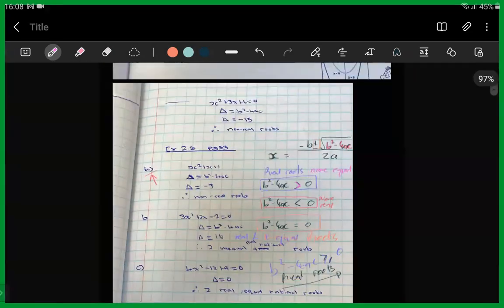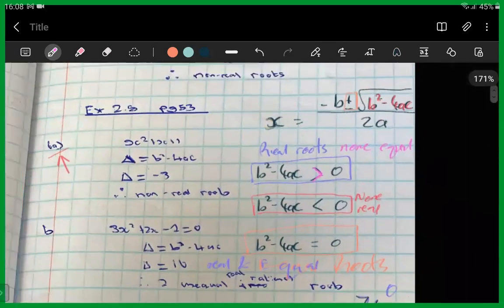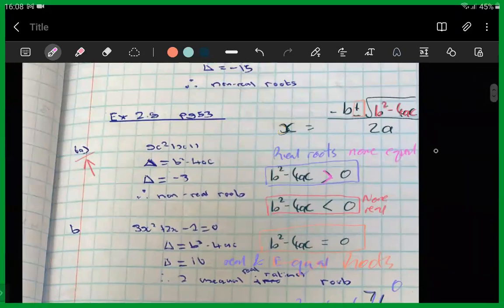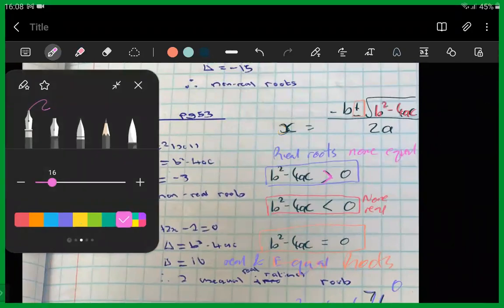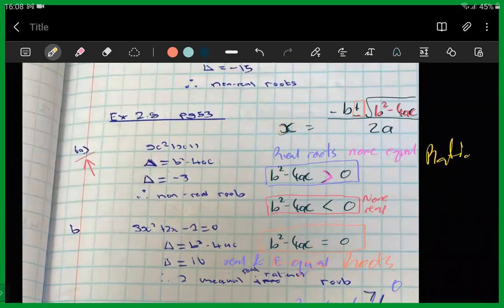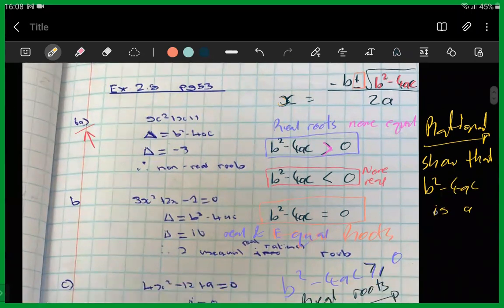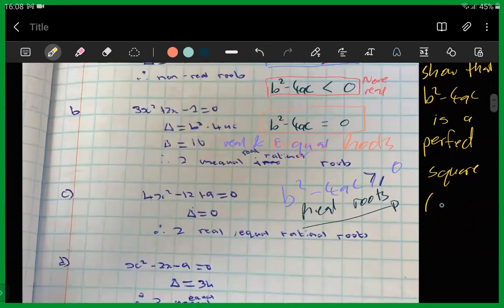So to add on to this, whenever they speak of rational roots, you need to show that b squared minus 4ac is a perfect square. When they say show that it is a perfect square, they just mean that show that it is a square number. It's as simple as that.